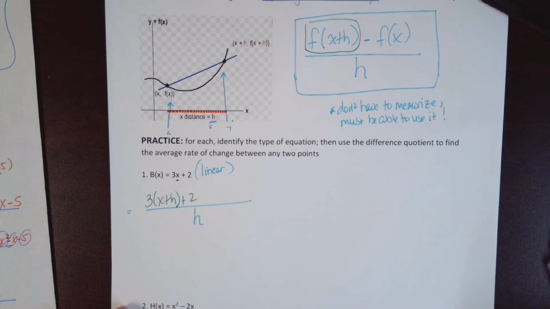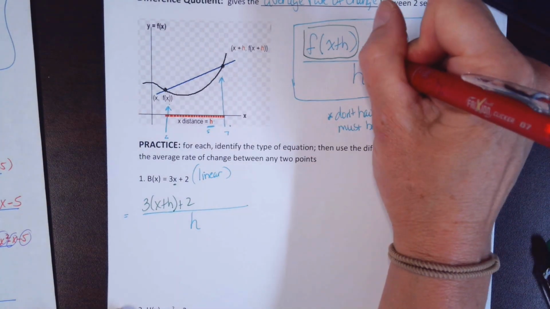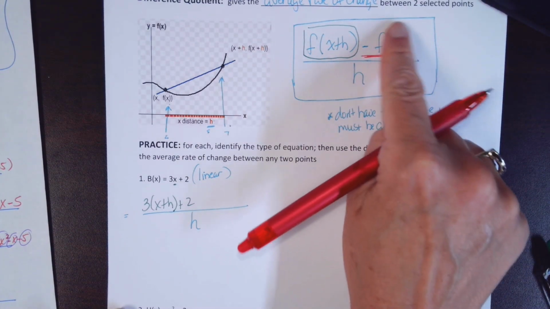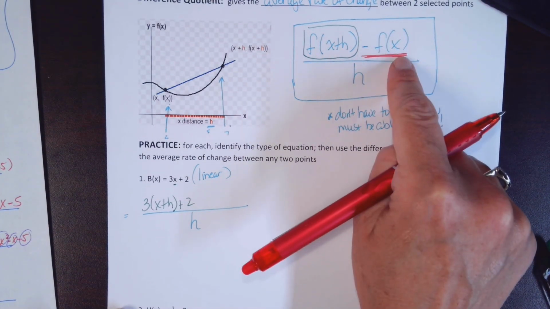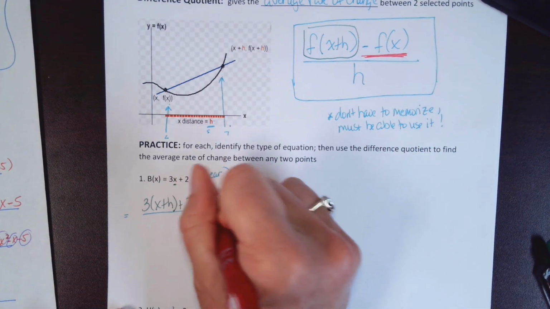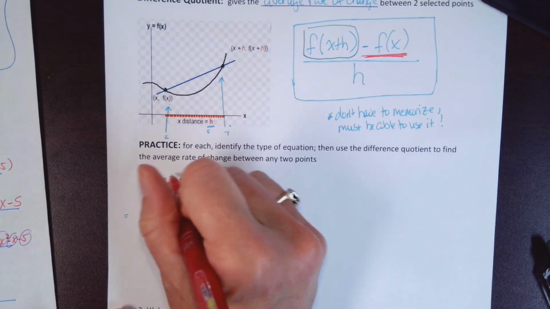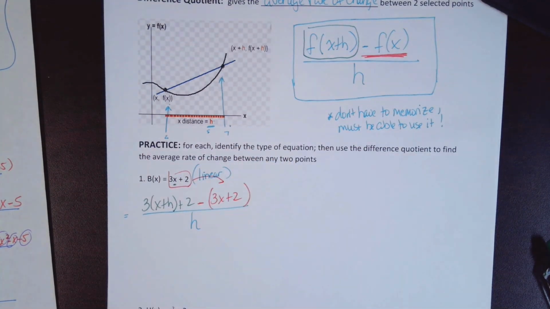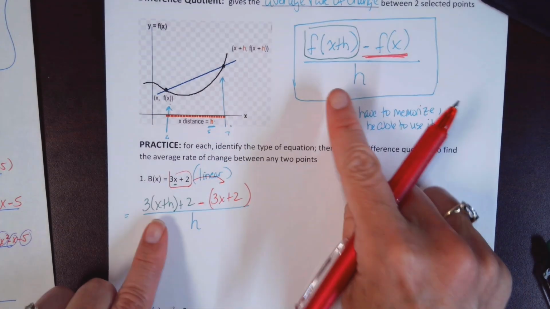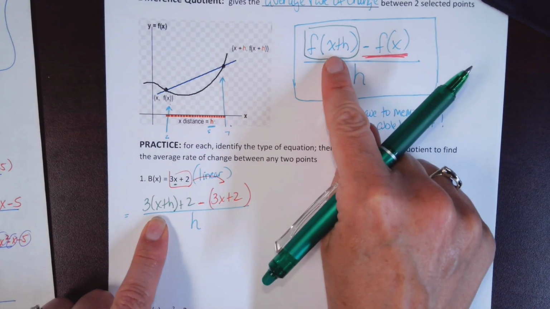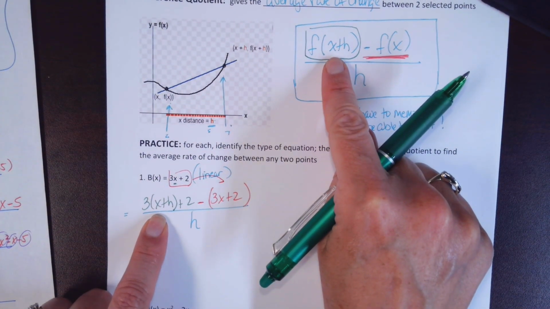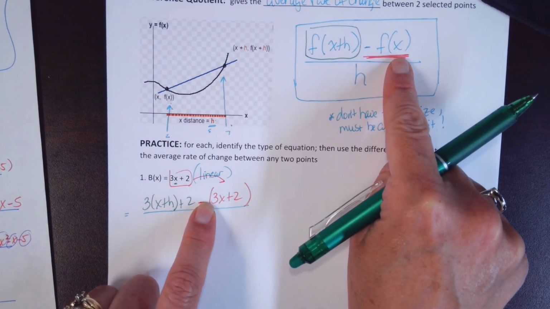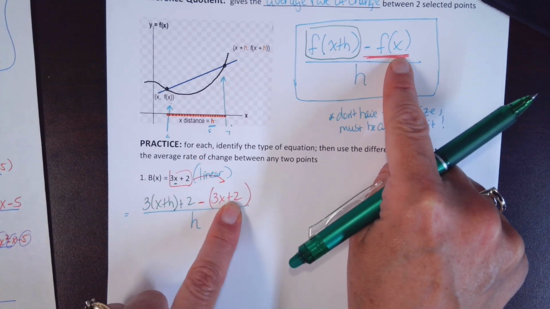The rest of what goes in my numerator is to subtract the original function. Now when I subtract the original function, I have to subtract the whole thing, so it goes in parentheses. So I subtract, in parentheses, the original function, 3x plus 2. First piece, I replaced any x's with x plus h. Second piece, I subtract, in parentheses, the whole function.